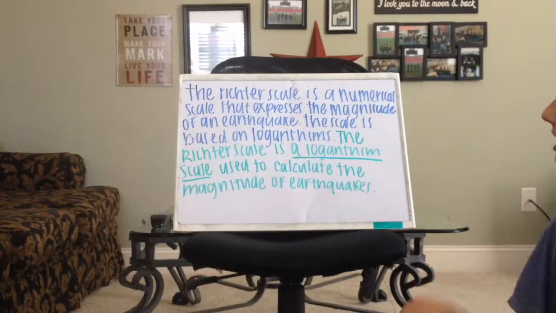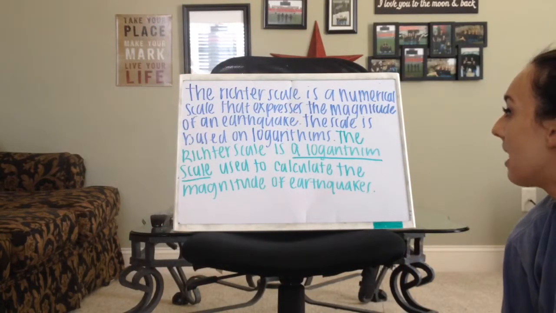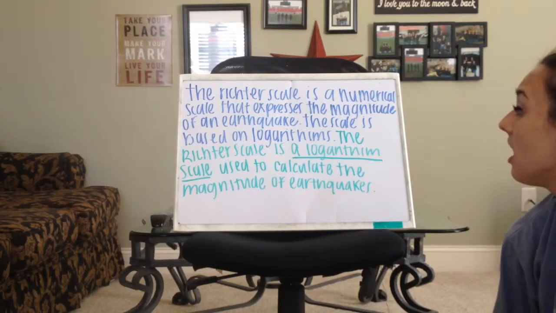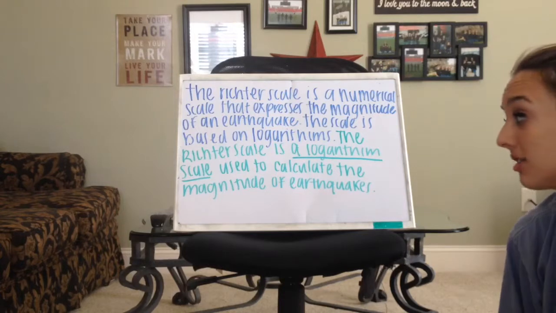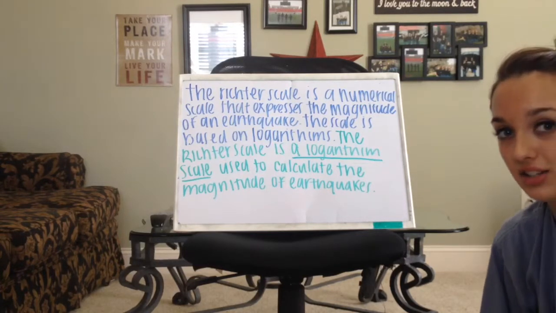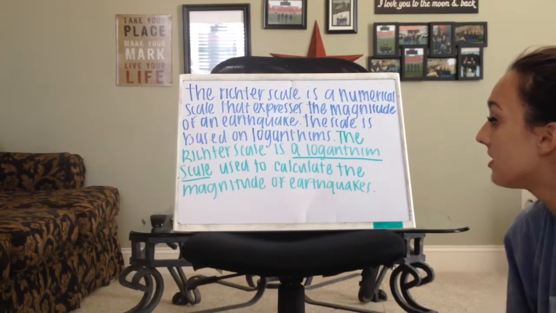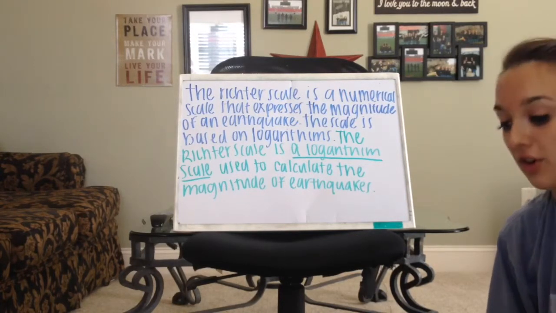Okay, so the Richter scale is a numerical scale that expresses the magnitude of an earthquake, and the scale is based on logarithms. The Richter scale is a logarithmic scale, so that's how the logarithms tie into it, and it's used to calculate the magnitude of earthquakes.